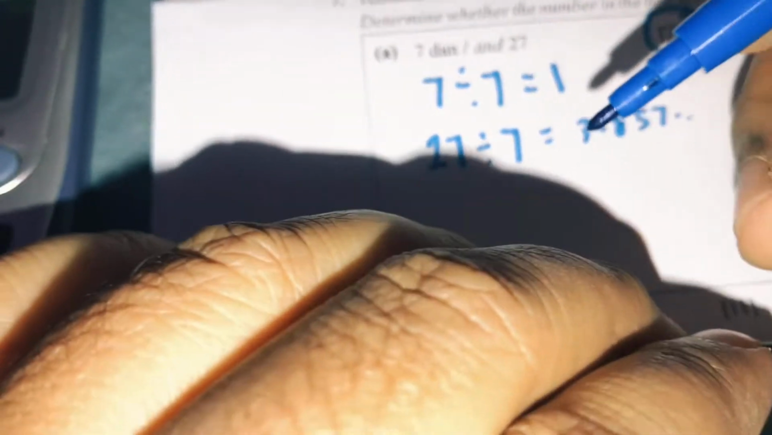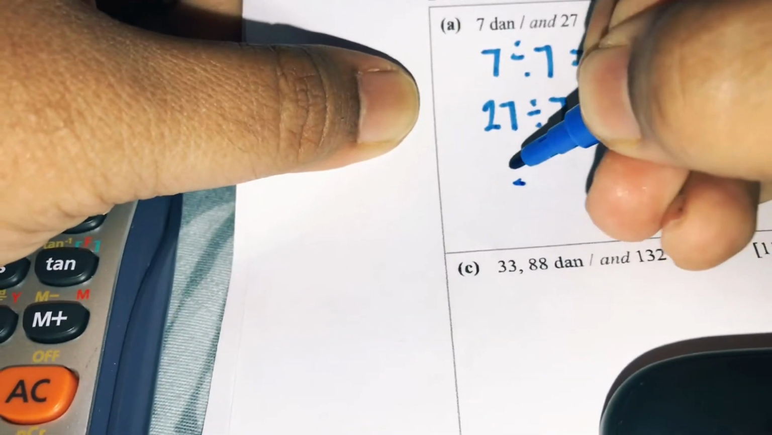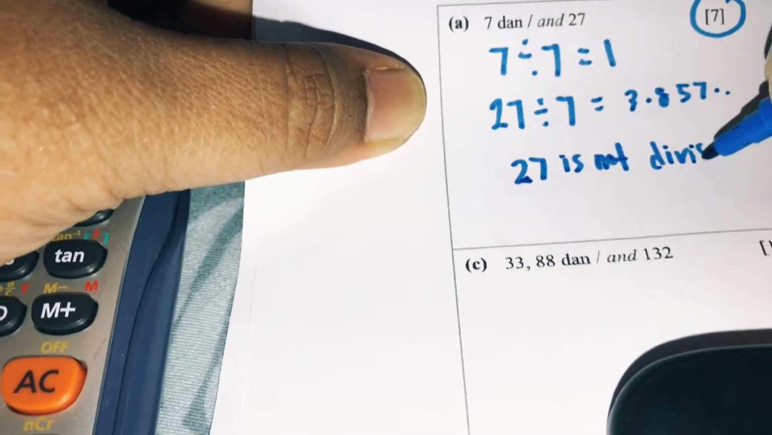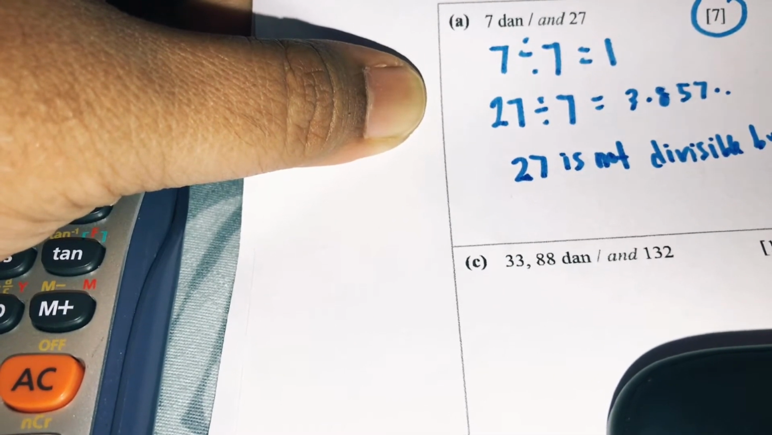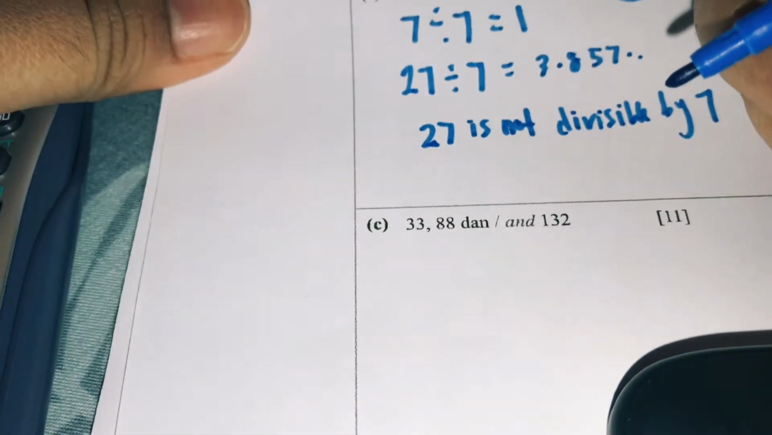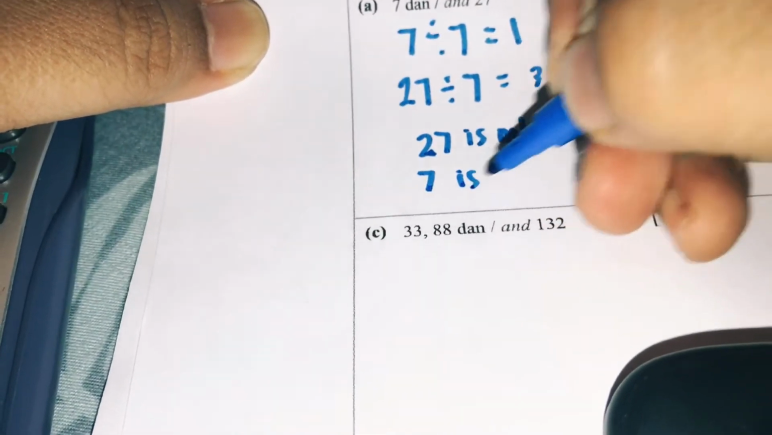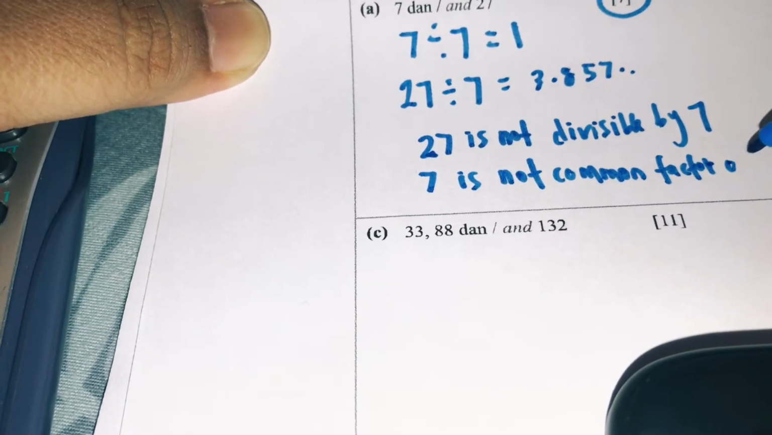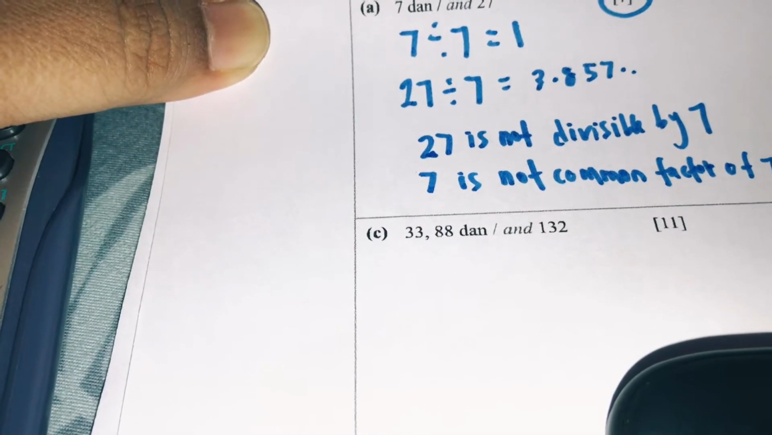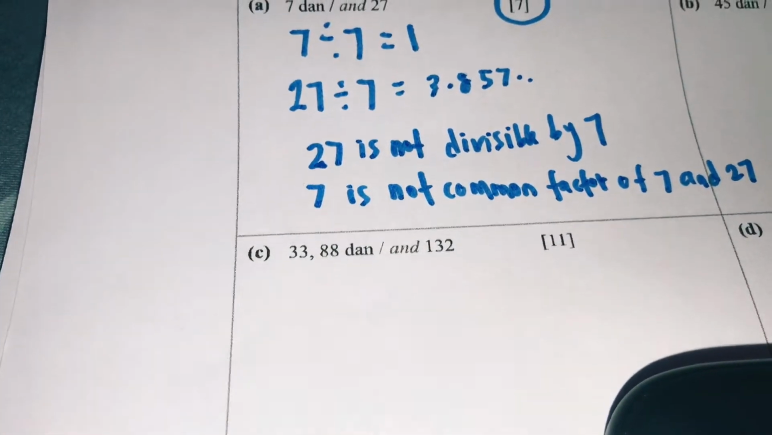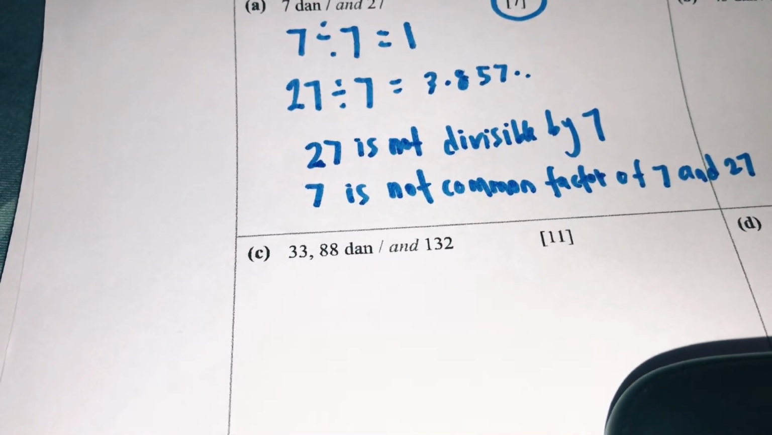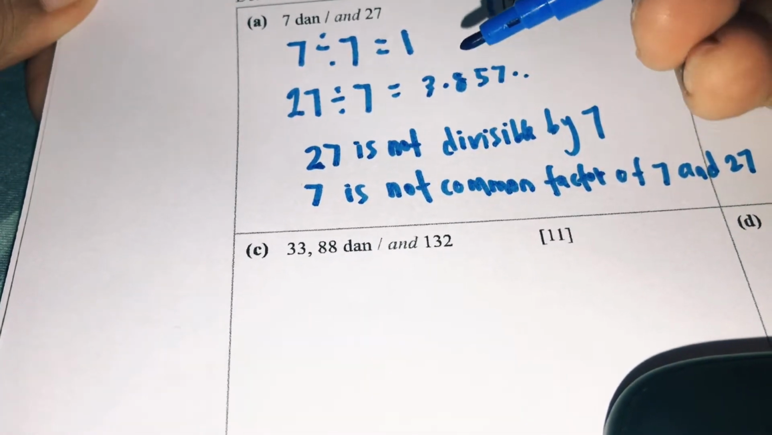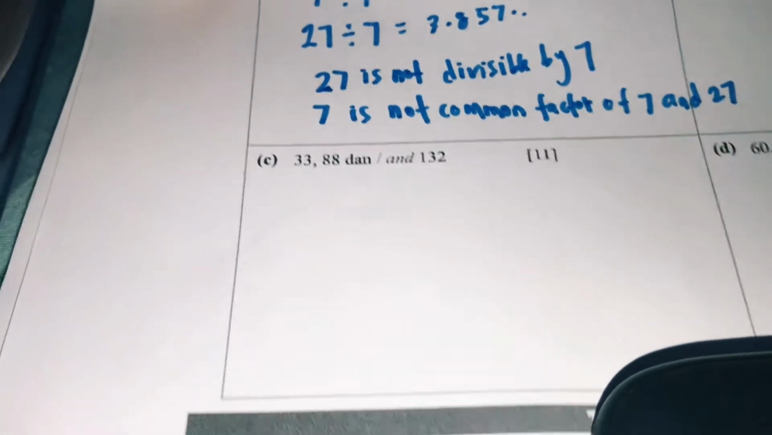So you can write like this: 27 is not divisible, meaning cannot divide, by 7. So 7 is not a common factor of 7 and 27. Okay, write like that. Okay, another example. B, you try. Write the working like this.